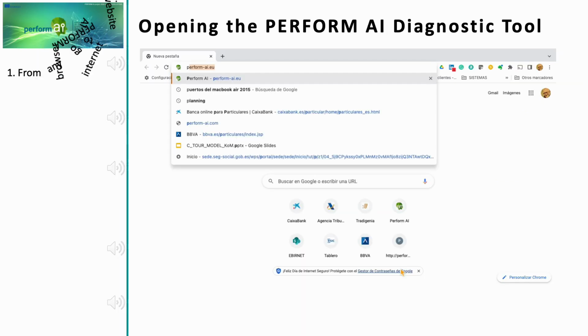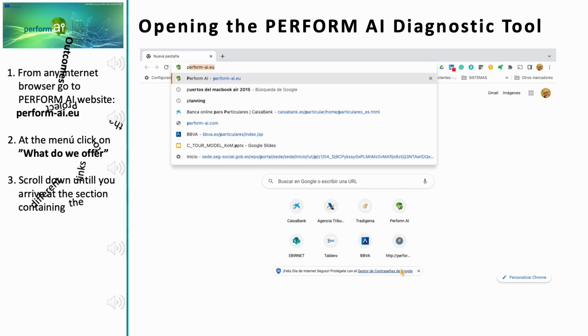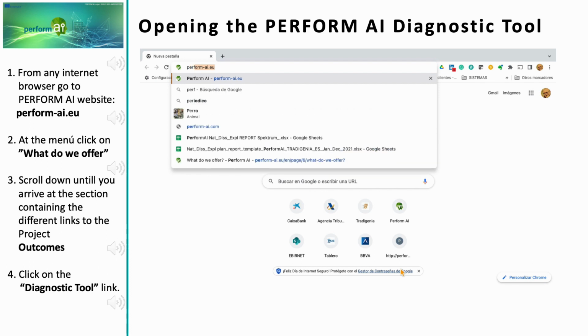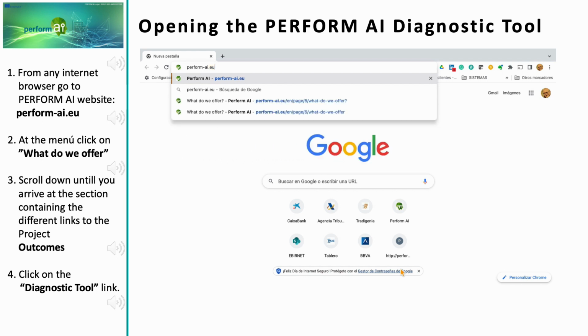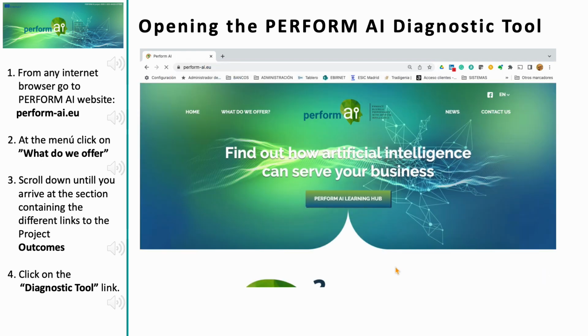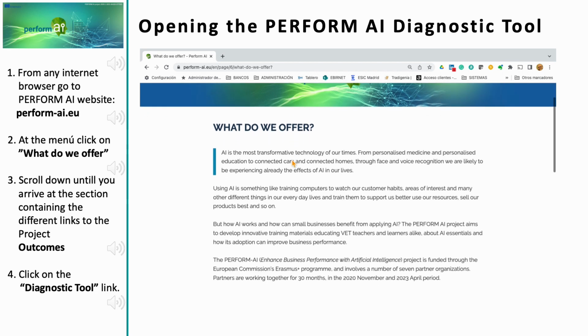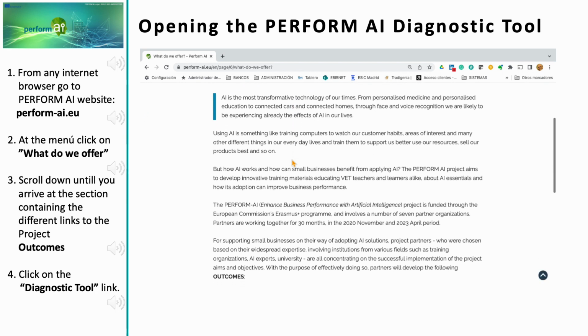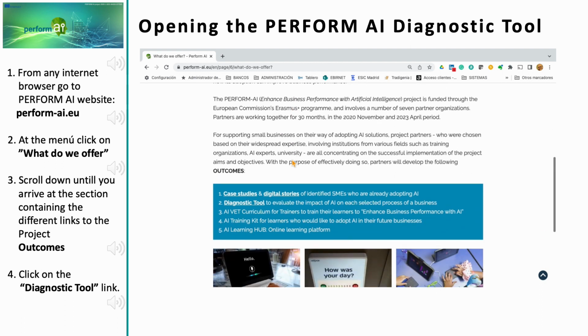We must access the project website to use the PERFORM AI Diagnostic Tool. From any internet browser, go to the PERFORM AI website, type perform-ai.eu. At the upper menu, click on What do we offer? Scroll down until you arrive at the section containing the different links to the project outcomes. To open the tool, please click on the Diagnostic Tool link.